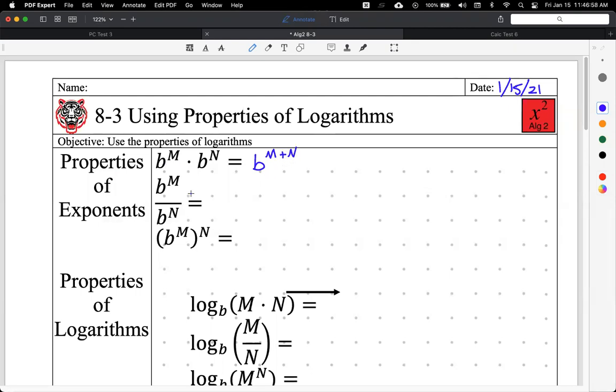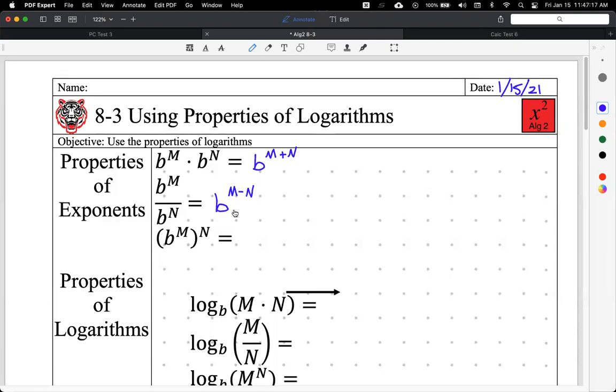Perfect. What happens if, instead of multiplying the bases, I divide the bases? How does that change what I'm going to write over here? It's obviously some b to the power of, Jade? m minus n. There it is, capital M minus capital N.